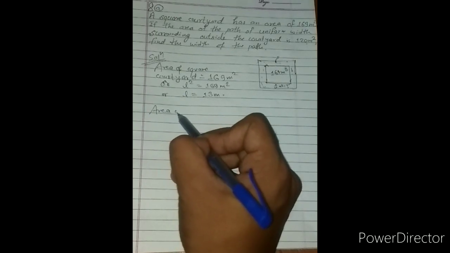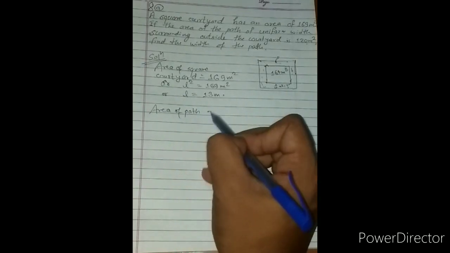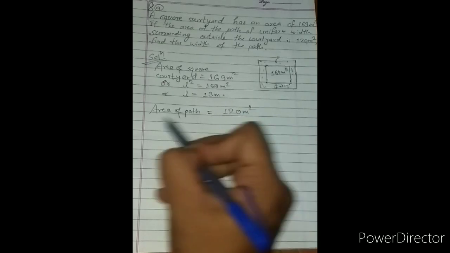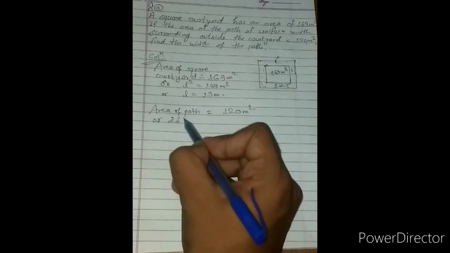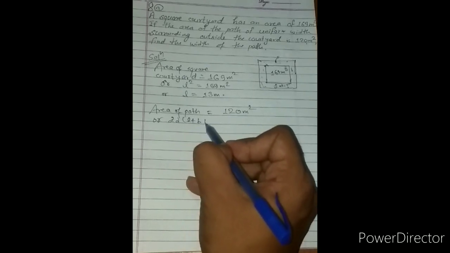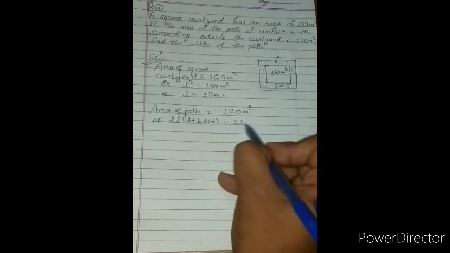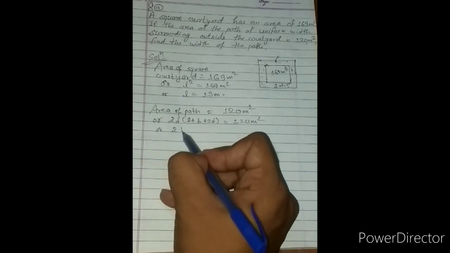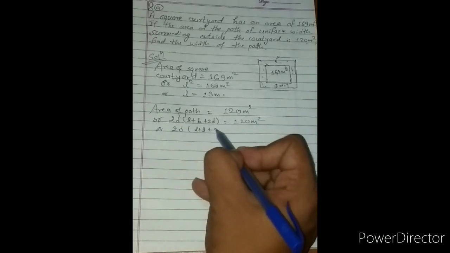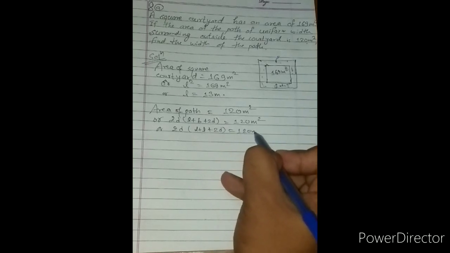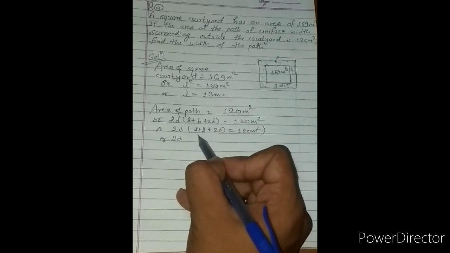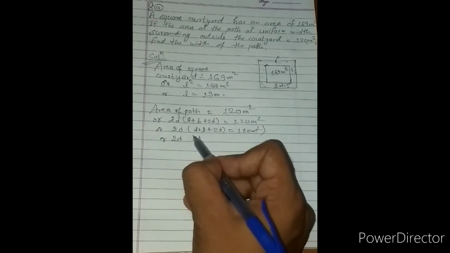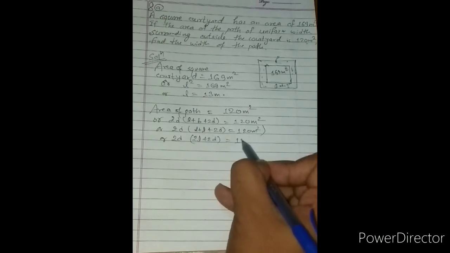An area of path is given 120 meter square. Now it is outside or inside? It is outside. So what is the formula? 2D into L plus B plus 2D. 120 meter square. 2D, this is also L, breadth also L, plus 2D, equals 120. We could put value directly instead of doing all these. Now L plus L is 2L, plus 2D is equal to 120.